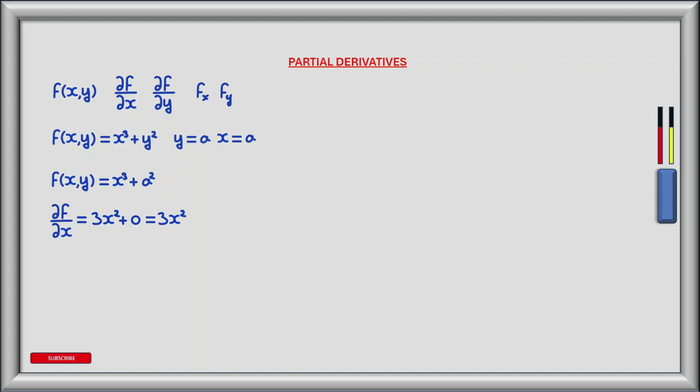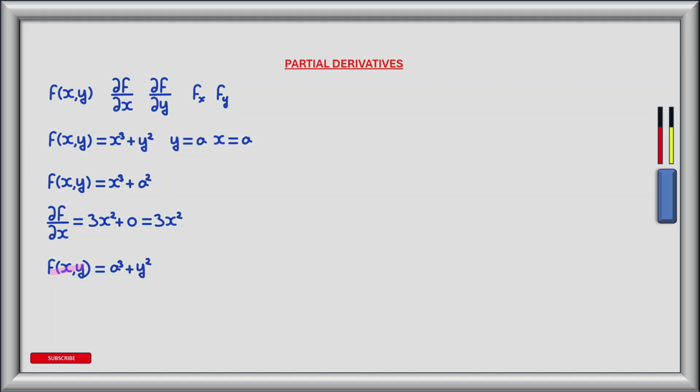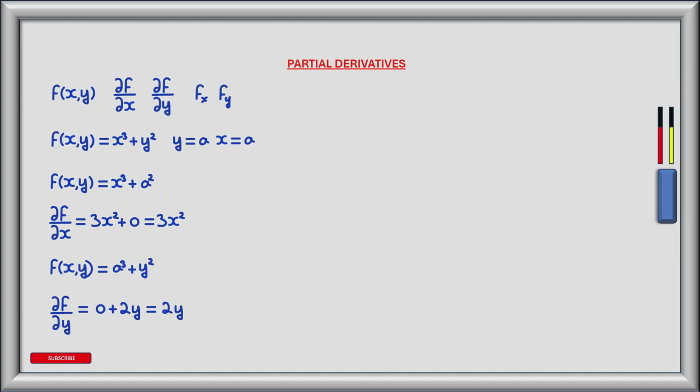Similarly, we can take the partial derivative of f with respect to y. This means holding the x variable constant. So in this case, we let x equal a. So our function f of x, y becomes a cubed plus y squared, where a is just a constant. And so to find the partial derivative of f with respect to y, df by dy is equal to the derivative of a cubed with respect to y, which is equal to 0, and the derivative of y squared with respect to y is equal to 2y. So the partial derivative of f with respect to y is equal to 2y.